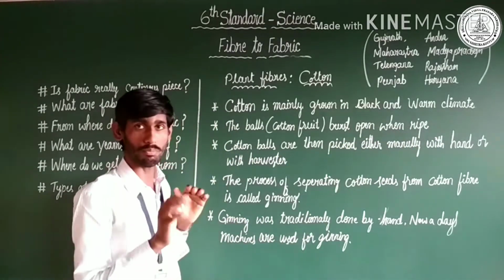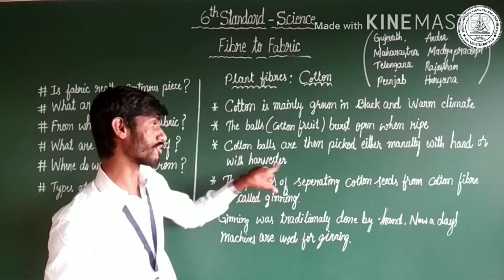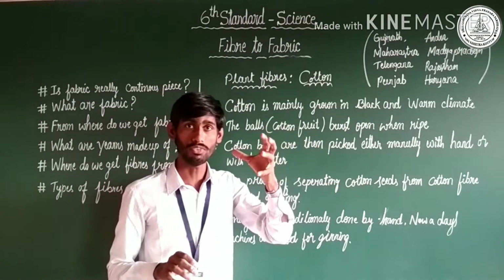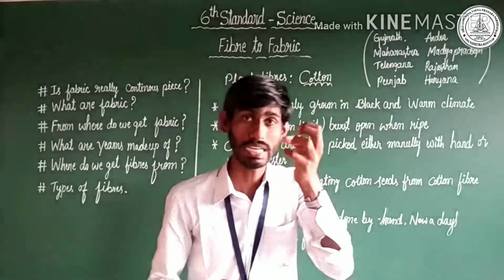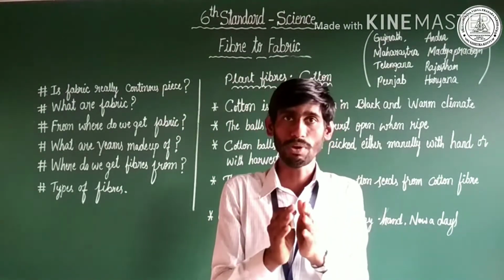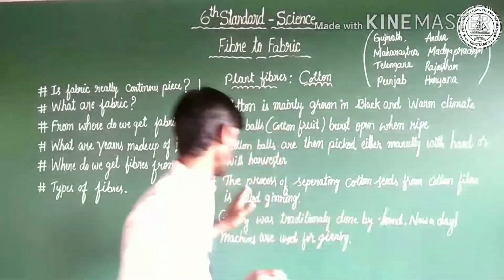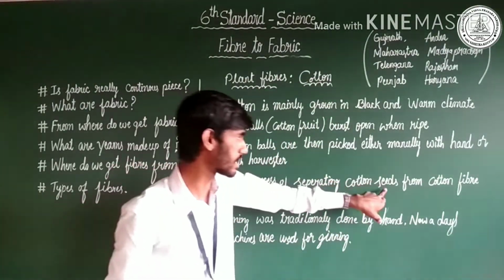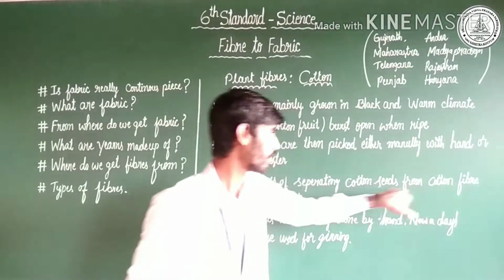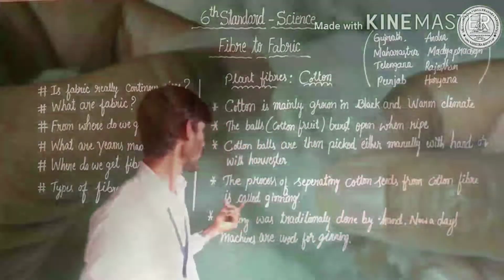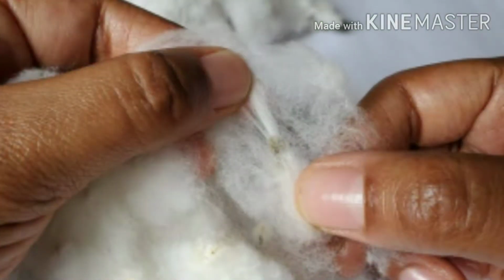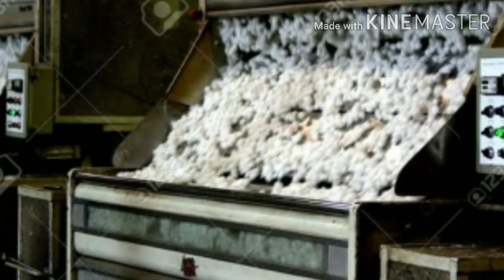And the next point is a very important point. The process of separating cotton seeds: in the cotton fruit, the seed is available. We need to separate the seed and the cotton. So the process of separating cotton seeds from cotton fiber is called ginning. The name of the process is ginning. What is ginning? Ginning is nothing but the process of separating cotton seeds from cotton. This is called ginning. Okay, Chotu.